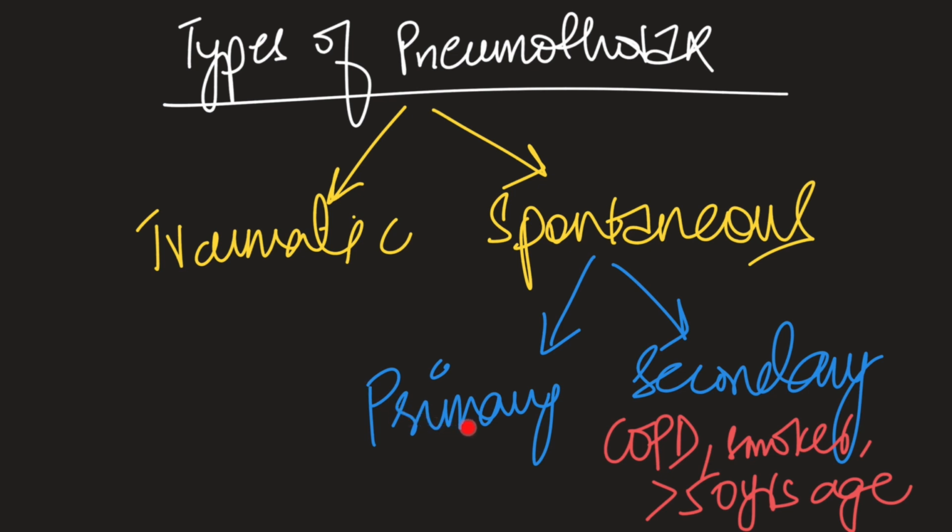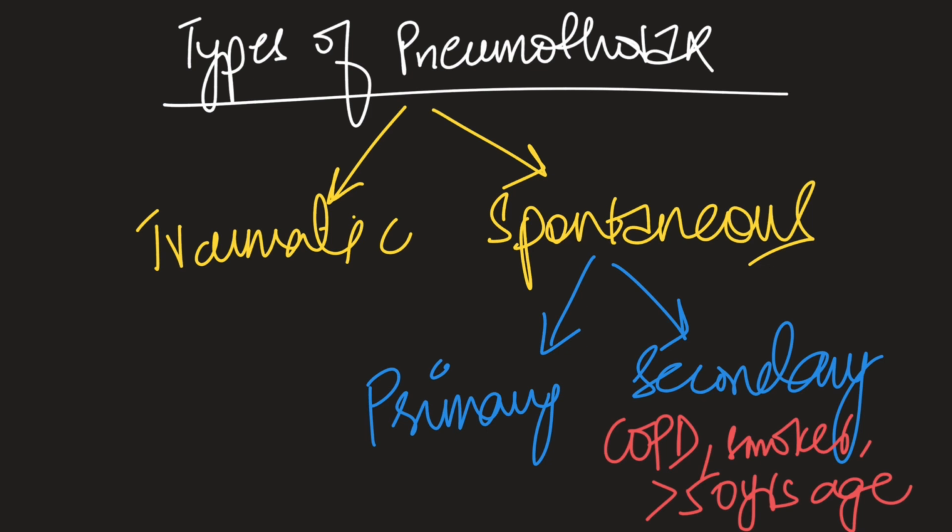So there is no associated history of a long-standing lung disease, whereas secondary pneumothorax occurs in patients with underlying lung diseases, and most commonly it is COPD. Spontaneous pneumothorax should be treated as secondary in patients who are more than 50 years of age with a significant history of smoking or with any evidence of underlying lung disease on examination or on chest X-ray.